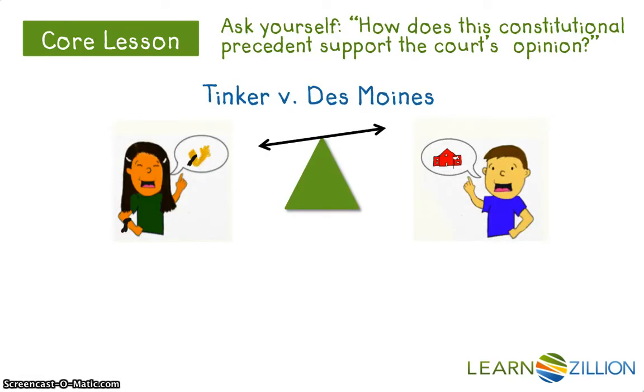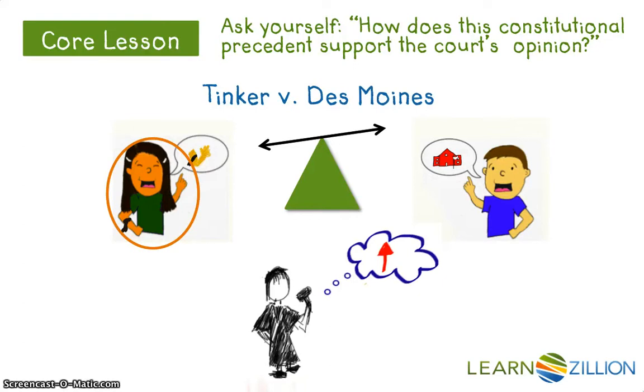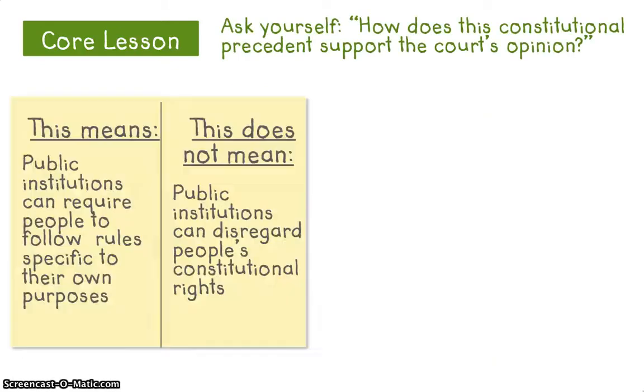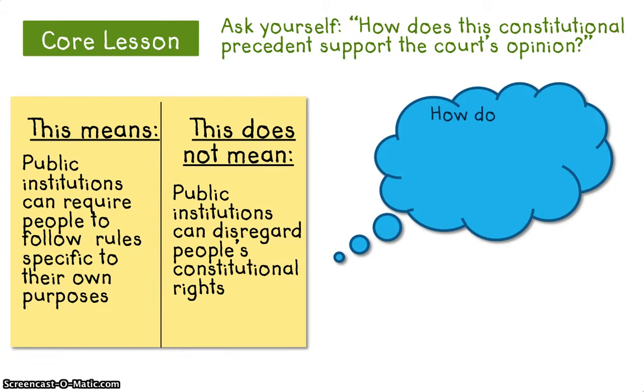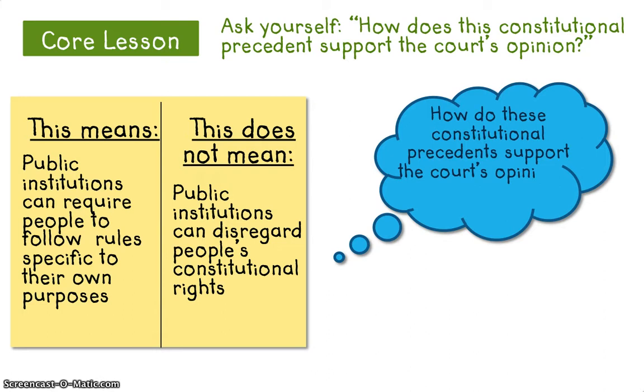So, how does this constitutional precedent support the court's opinion? I know that the court rules in favor of Tinker, stating that students should be able to protest peacefully within a school. How do these legal precedents support the court's opinion? When I ask myself this question, I'm going to refer back to my notes and interpret how they relate to the case specifically of Tinker v. Des Moines. To do this, I'm going to make notes on a separate piece of paper.